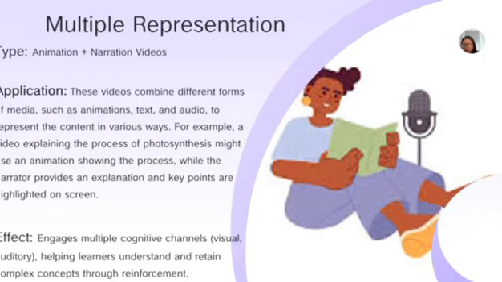Finally, multiple representation is about using a combination of media such as animations, narration, and text to reinforce key concepts. This approach engages multiple cognitive channels and helps learners understand complex material more effectively.